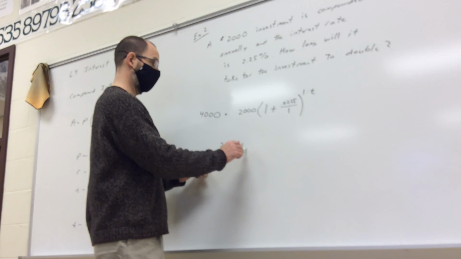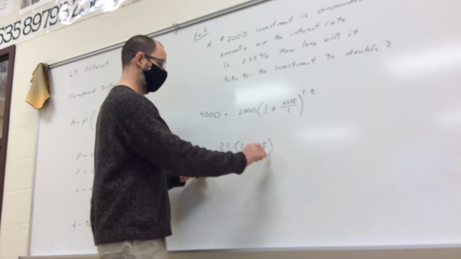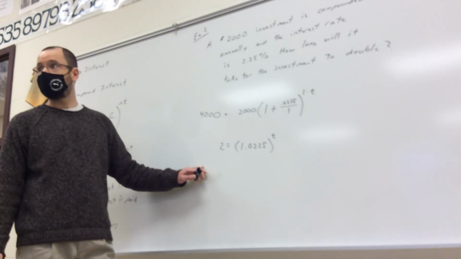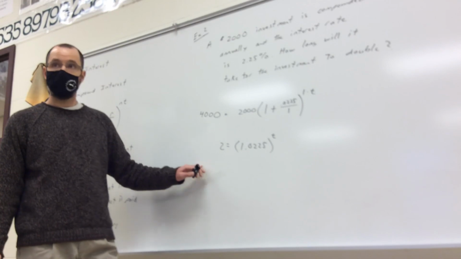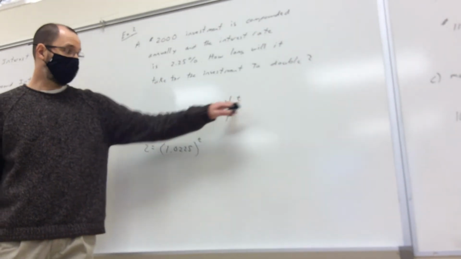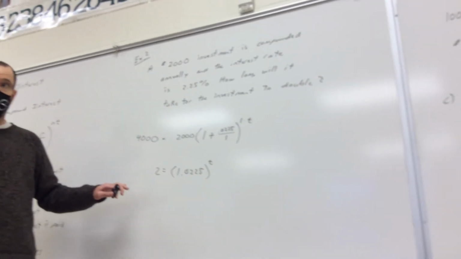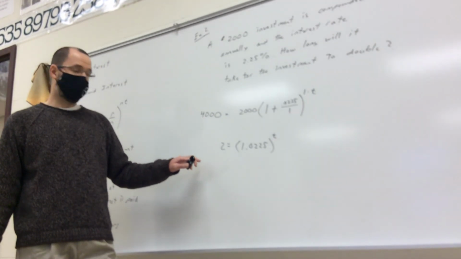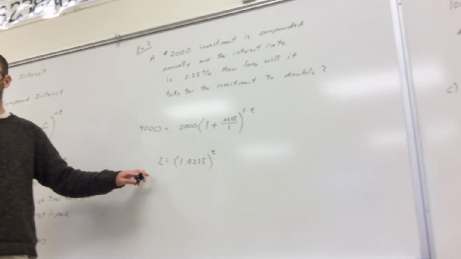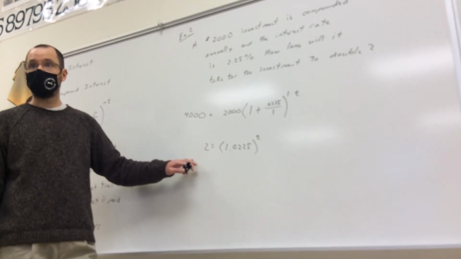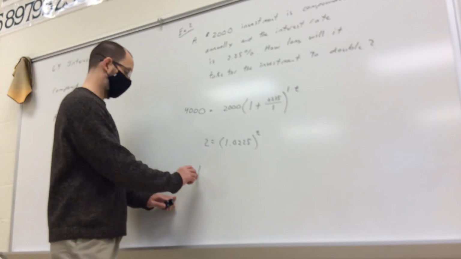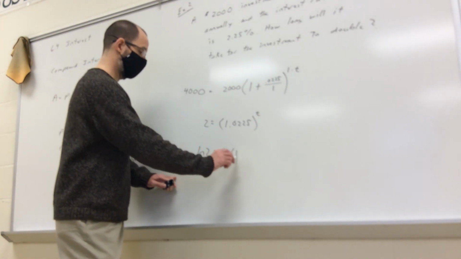And then this will be 1.0225. I just divided that by 1 and added 1, right? So that's where I got the 1.0225. And 1 times t, of course, is t. Okay, now how do you deal with an equation that has a letter upstairs? Natural log of both sides, right? We take natural log of 2 equals natural log of this.